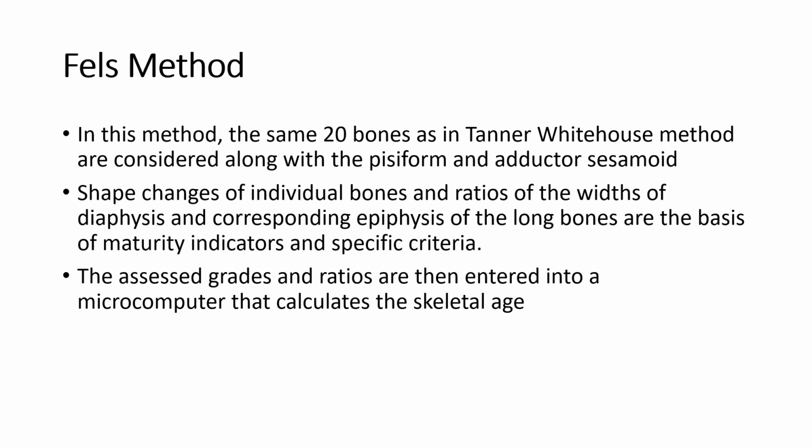So the Fels method is similar to the Tanner Whitehouse method, with the same 20 bones considered along with the pisiform. You use the same approach as in the Tanner Whitehouse method, but you are including the pisiform and the adductor sesamoid. The shape of individual bones and the ratios of the width of the diaphysis and corresponding epiphysis of the long bones are the basis of maturity indicators and specific criteria. The grades and ratios are then entered into a microcomputer that calculates skeletal age.